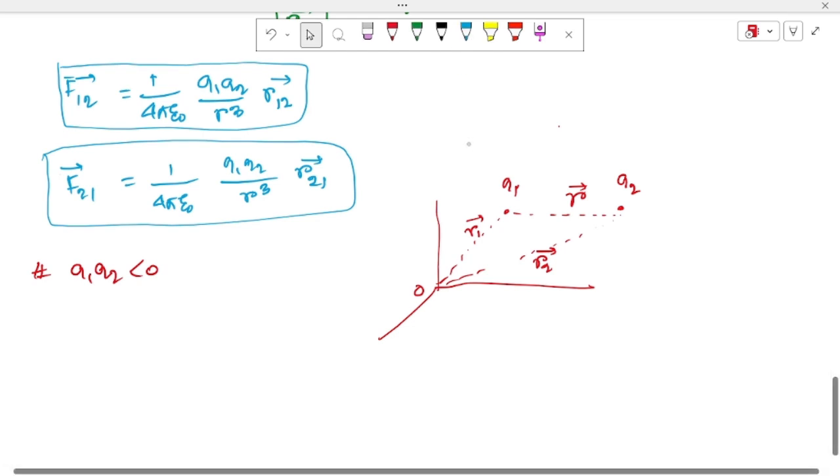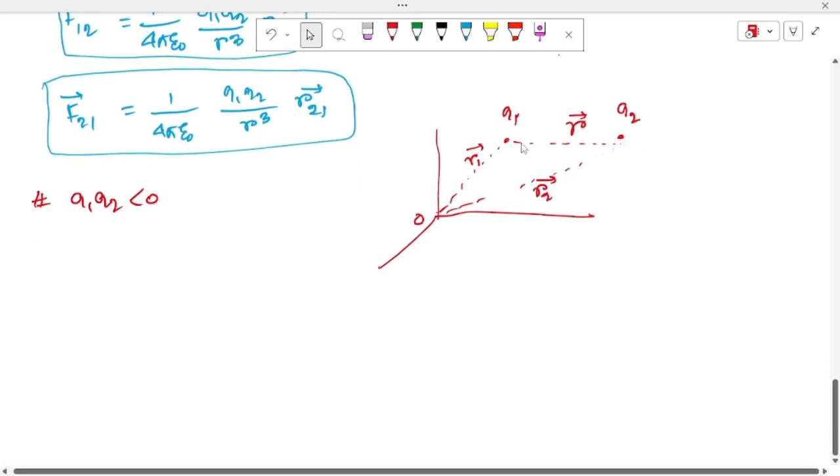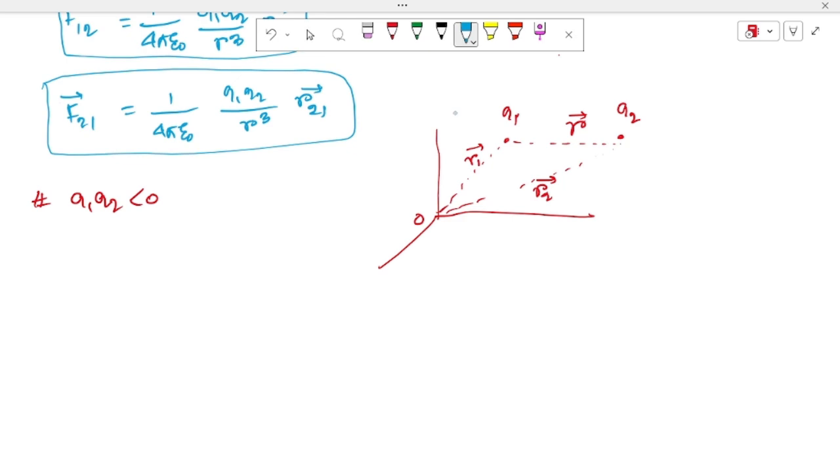So the force, as q1 q2 is less than 0, that means q1 can be positive, then q2 will be negative, or in the second situation q1 is negative, then q2 is positive. Then the direction of force will be, so they are of opposite polarity, so they will attract each other.